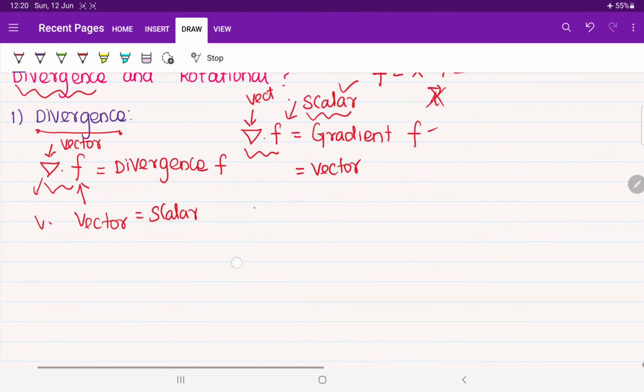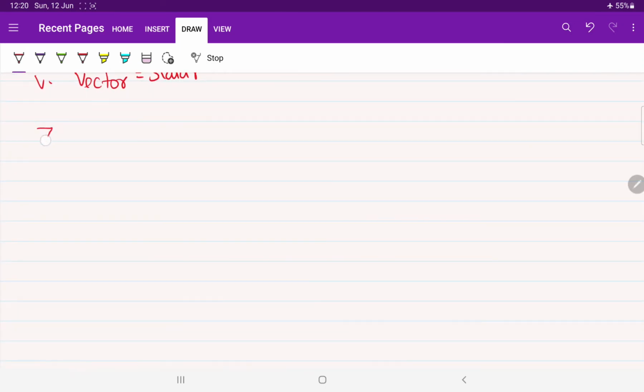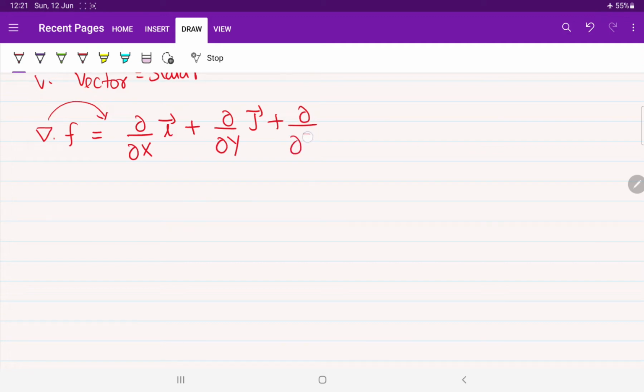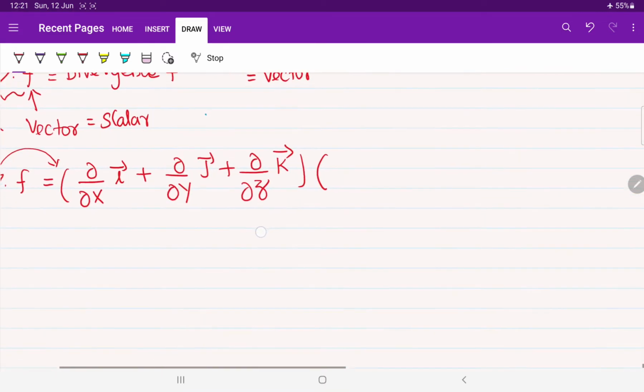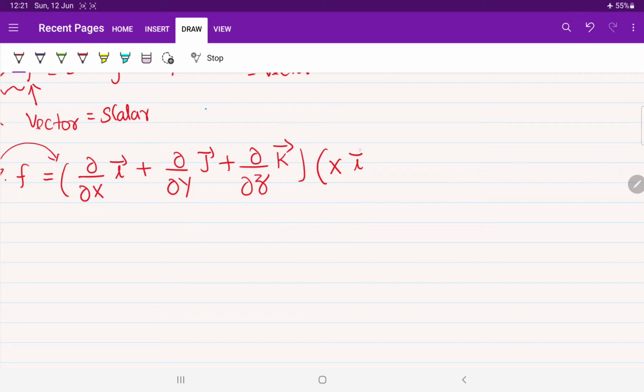Let us take divergence of f and estimate the resultant answer for this. So del dot f. Now tell me, how will you write down the operator del? It can be written as dou upon dou x into i vector plus dou upon dou y into j vector plus dou upon dou z into k vector. This is the representation of operator del. Now the vector field f is defined in our question as x into i vector minus y into j vector. That is how the vector field f is defined.